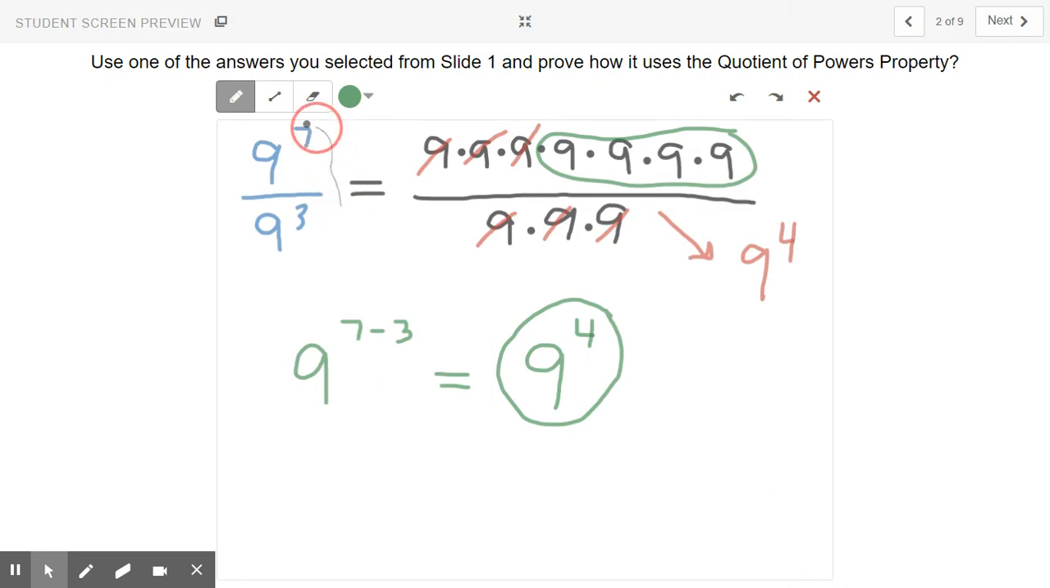So if you were to solve this, you don't actually have to write it out. You know if the bases are the same, you could just subtract them, and the answer is 9 to the 4th. Now, if it asks you to solve it, then you'd actually solve 9 times 9 times 9 times 9.